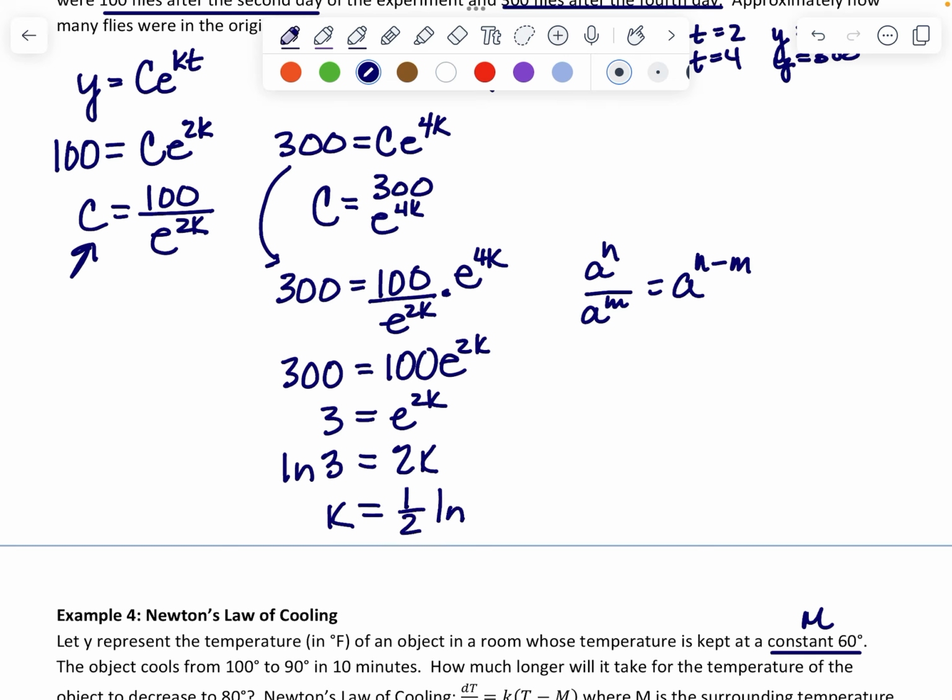And part of you is like, does that happen all the time? Yeah, pretty much. You'll see that very soon. That's our k value, right? So now what are we going to do?